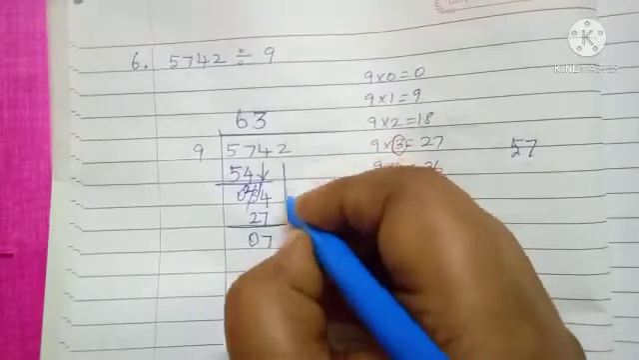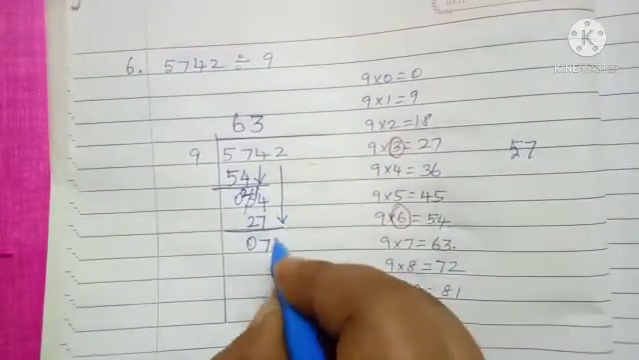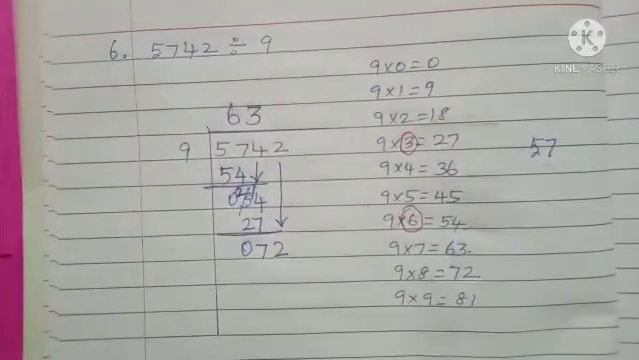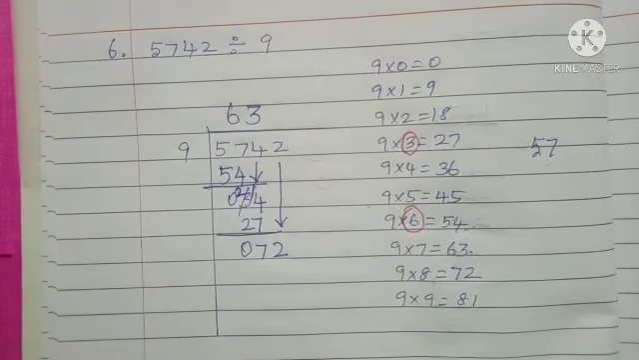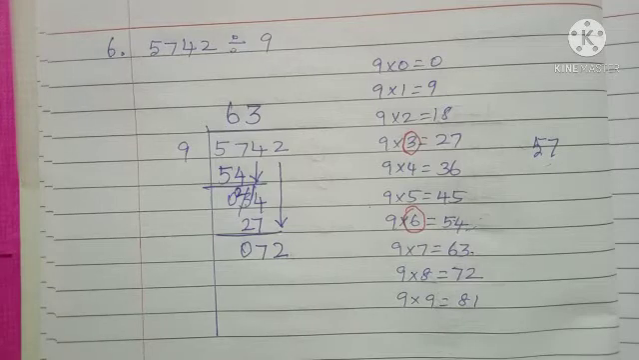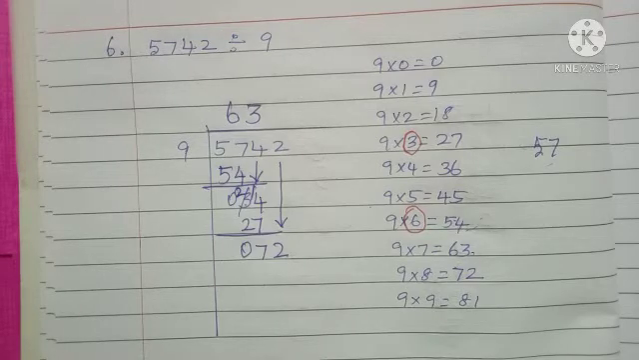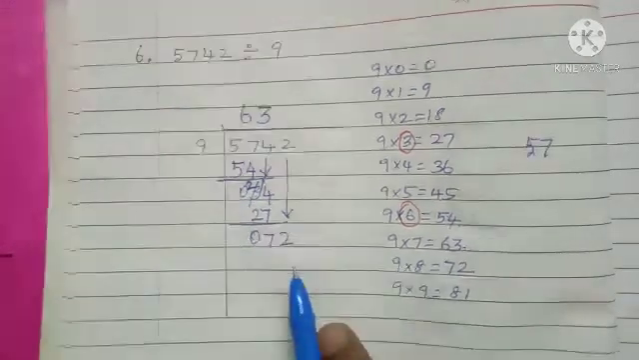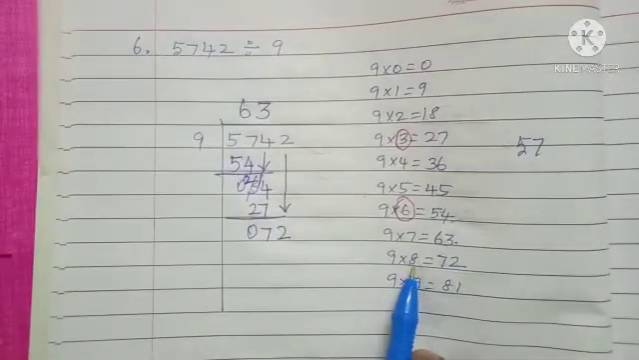Then add the next number 2. Now you get 72. 72 is coming in the 9 table. Say the table. 9 ones are 9. 9 twos are 18. 9 threes are 27. 9 fours are 36. 9 fives are 45. 9 sixes are 54. 9 sevens are 63. 9 eights are 72. So 72 is coming here. How many times? 8 times.